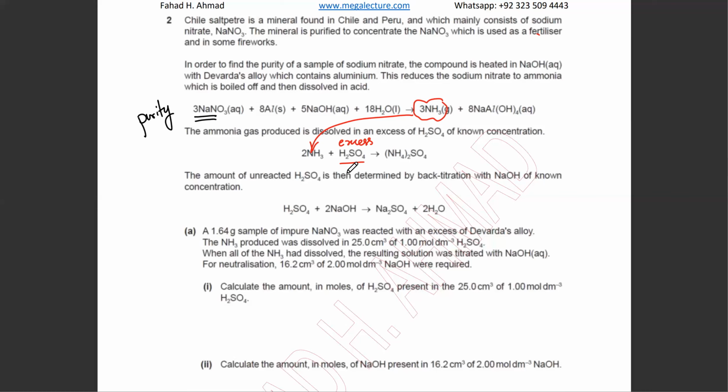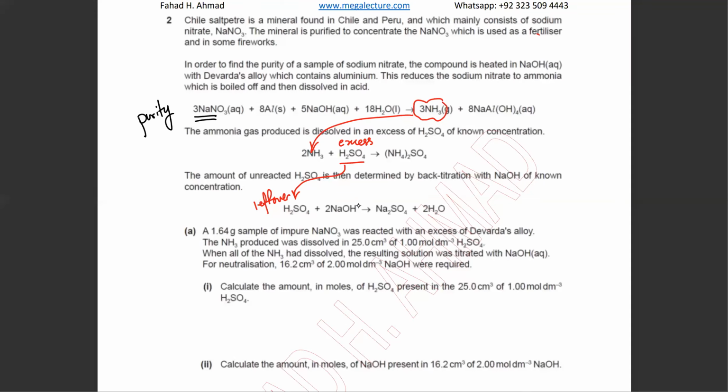So the unreacted sulfuric acid is then determined by back titration. So that leftover sulfuric acid is taken and reacted with NaOH to form salt and water. So hopefully this is clear. You take sodium nitrate, ammonia gas is produced. The ammonia gas is dissolved in sulfuric acid, which is in excess, and some sulfuric acid remains, and the leftover sulfuric acid is then reacted with NaOH. Is this clear? Okay, all clear?